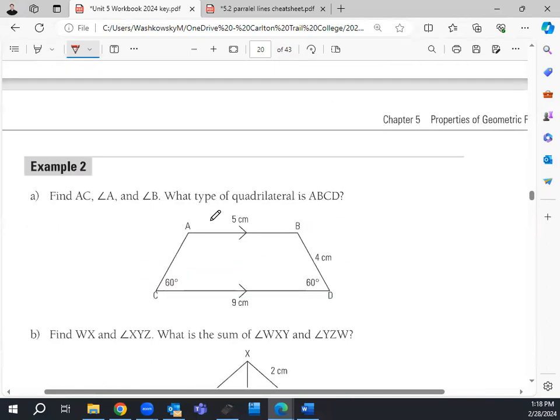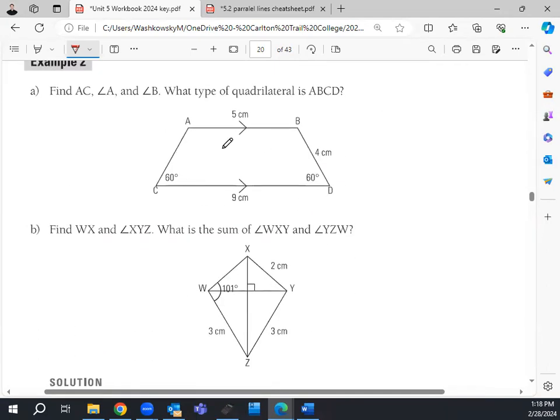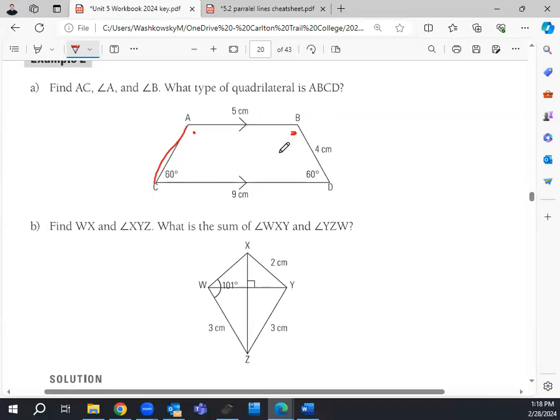So the first one here, it wants us to find a couple different things. It wants us to find the length of AC. It wants us to find angle A, and it wants us to find angle B. And then it also wants us to list what type of quadrilateral this is. So a lot of information, a lot of stuff being asked.